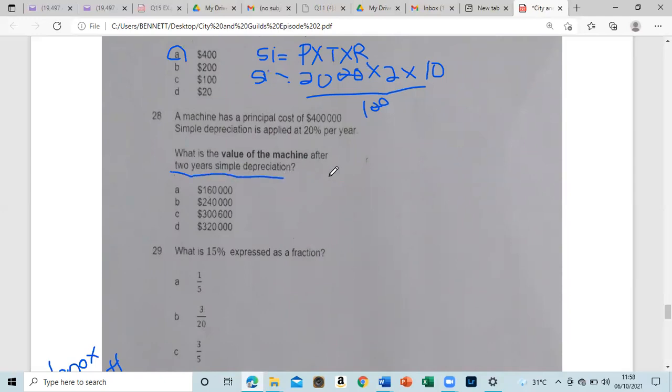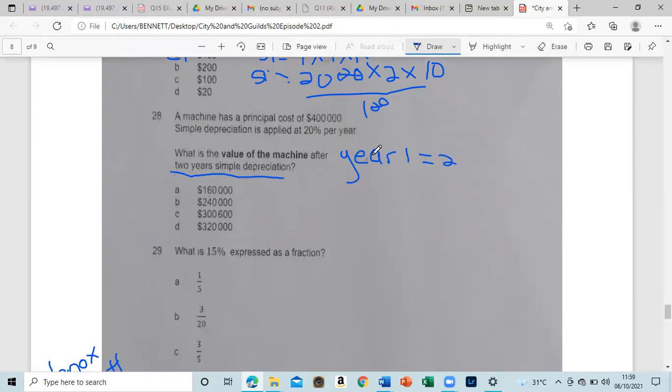Depreciation means a reduction in the price. So I normally do it year 1, as it's each year, and then I reduce it by 20%. I could just find 80%. It's going to be valued at 80% after the first year. So I normally find 80% of 400,000. Matter of fact, I reduce it to 40.